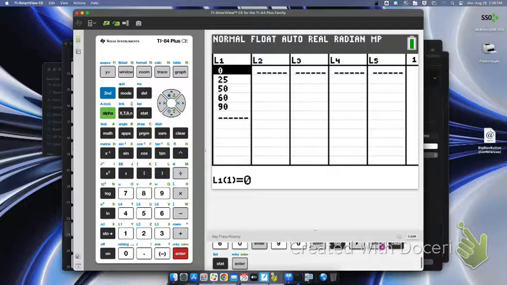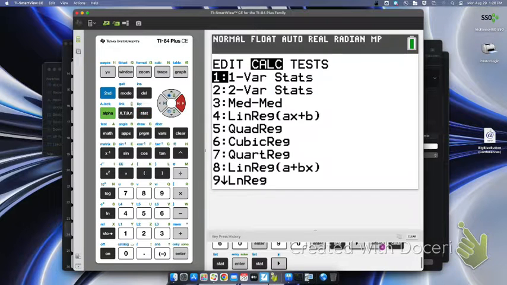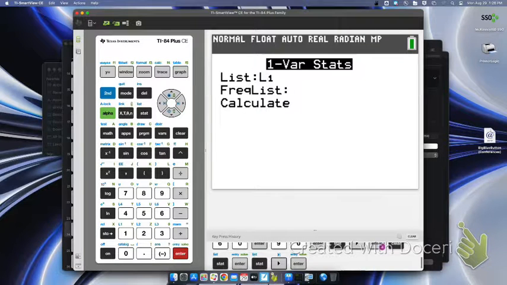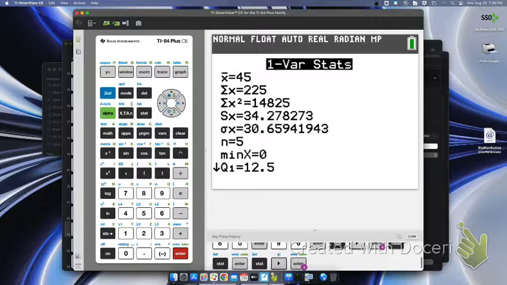So we did Stat Edit, and we put our data in. Where do we go now to make our calculator calculate the stuff? Stat, hit the right arrow to Calc, and this is one variable, so we're going to go to the one variable stats. My data is in L1. I'm not changing the frequency of anything, so everything's just used one time, and then I hit calculate. And at the very top, we see our mean. What is our mean? X bar, that's the 45.